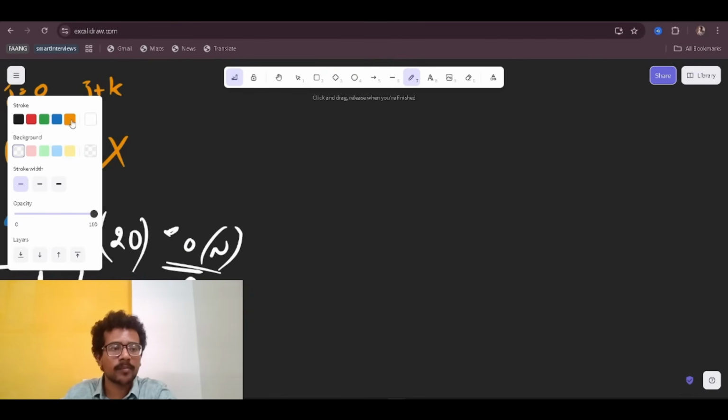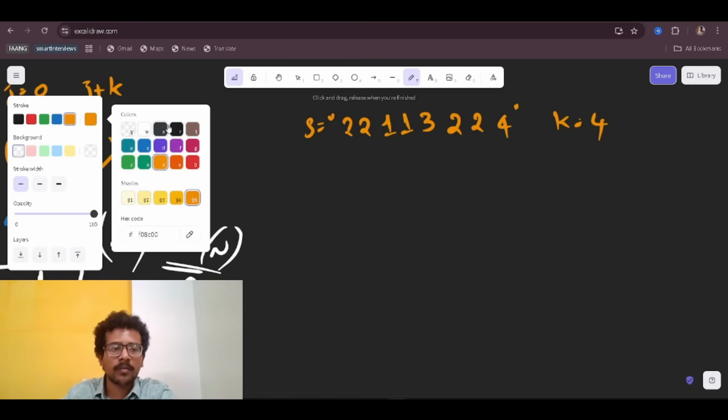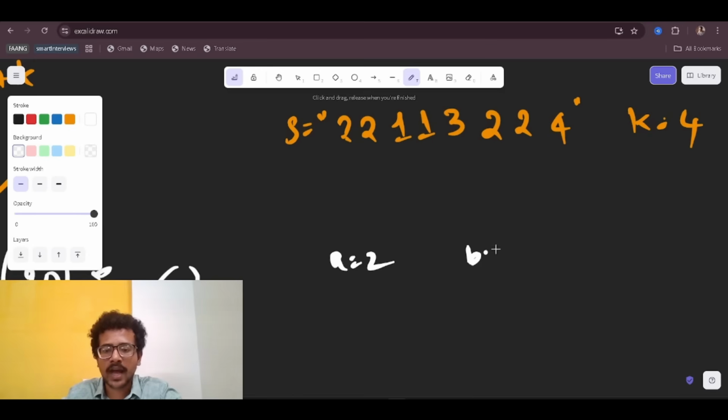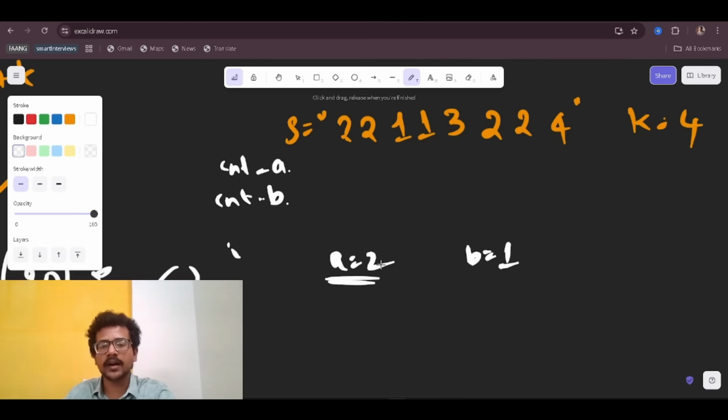Now let us see how, by taking an example, right? So the S is given as double 2 double 1 3 double 2 4, and the K is given as 4. Now my intuition is, let us just fix A as 2 and B as 1. Now count A and count B. What do count A and count B denote? Count A at I denotes how many times A has occurred till index I. So A is 2. So 1, 2.